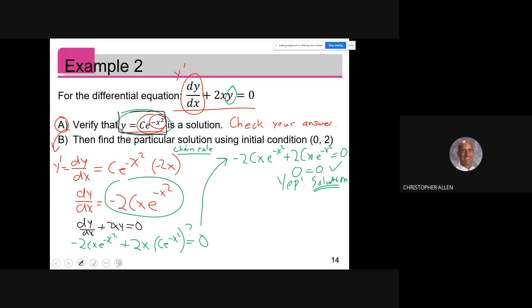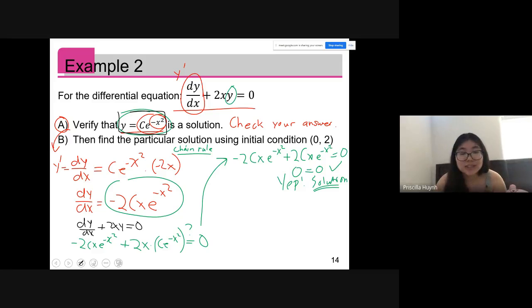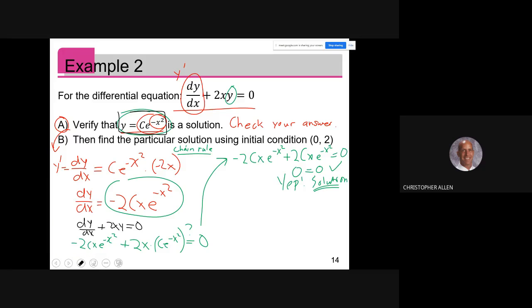Priscilla: So when it references dy dx in the equation, we use the equation of y that they give us, find the derivative of that, and plug that in? Yes. Okay. Yes. Let's go back to the very beginning.